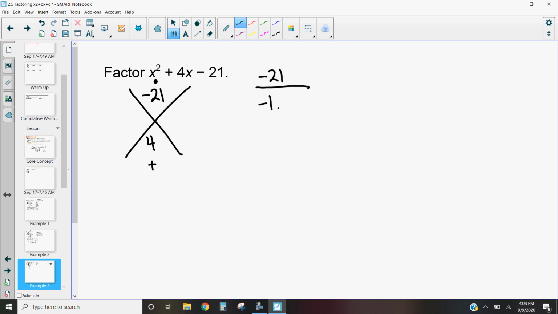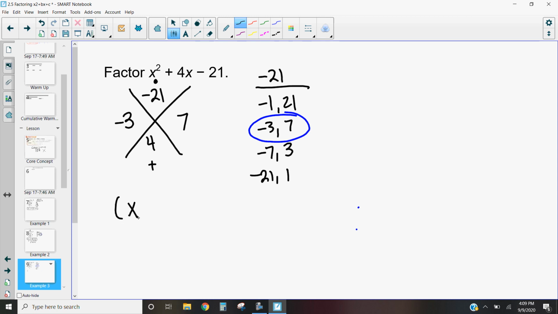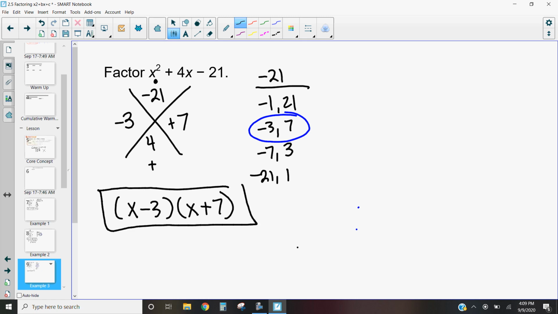Well, negative 1 and 21, negative 3 and 7, negative 7 and 3, and 21 and negative 1, right? Those are all of our factors there. So if I want two of these factors, these all multiply to the top, but which ones add to give me a positive 4? That's right, it's going to be these ones. So here I write a negative 3 and a 7. So then as we factor that out, I get x, the number and the sign in front of it, minus 3, x, this is a positive 7, so x plus 7. And that is how we're going to factor those.